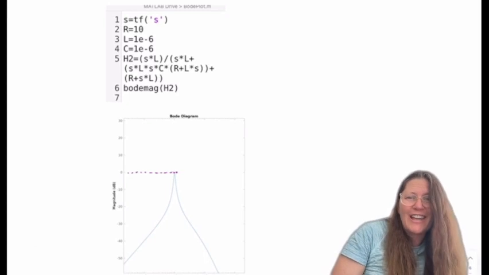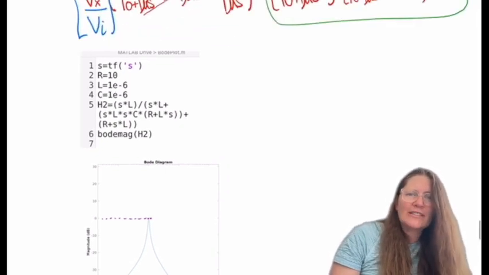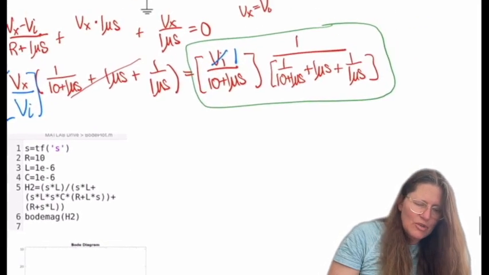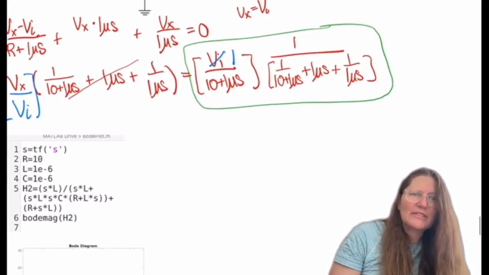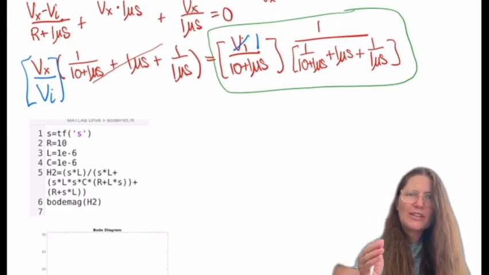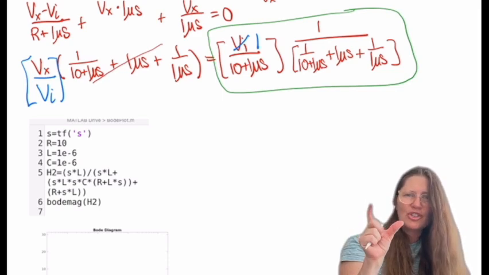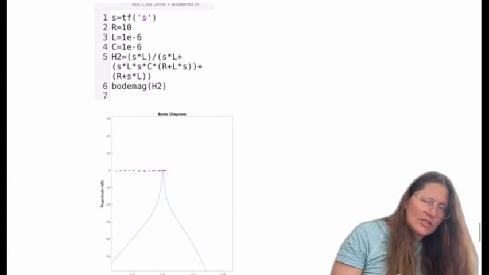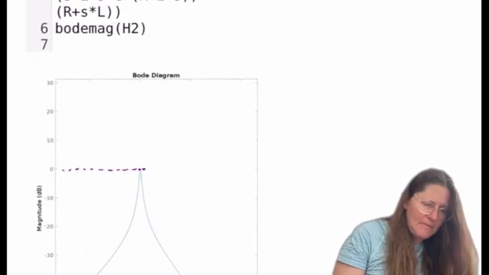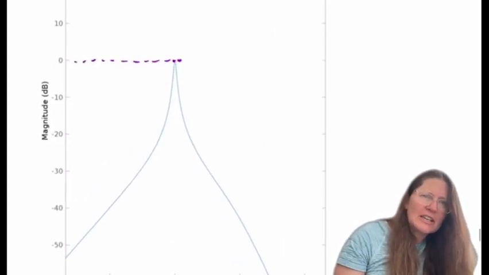So to plot this, again, you want to define the transfer function S equals TF of S. And then you can just plug in, I simplified that H2 equation, but you can just plug in this equation. Just make sure you have the parentheses in the right places. You usually want to not suppress the output, so don't put a semicolon at the end, just so you can make sure that it does look the same as this equation. And then you just type Bode mag. And then on this one, you can see that that peak is at 0 dB.